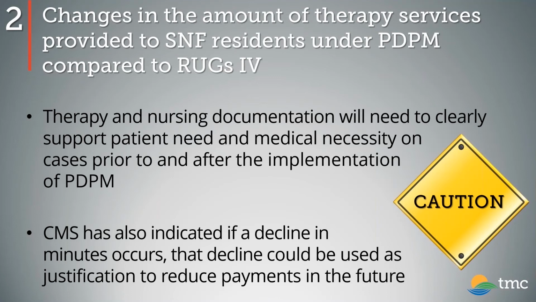Documentation is hugely important now with RUG-IV, and it's going to continue to be important under PDPM. The therapy and the nursing documentation will need to clearly support the patient's reason for why they need care. And a big thing with this is if auditors look and they see that a patient prior to October 1st needed 720 minutes, and then afterwards the patient needed much less, there's going to need to be documentation that really supports that. And if that documentation isn't there, then it's going to look like the drop just occurred because RUGs were no longer in play.